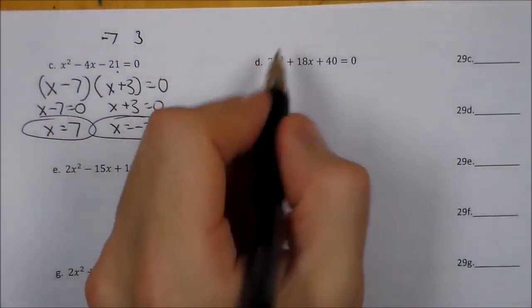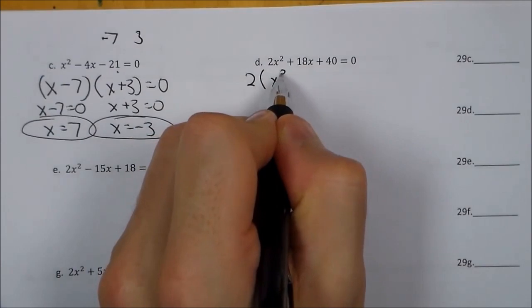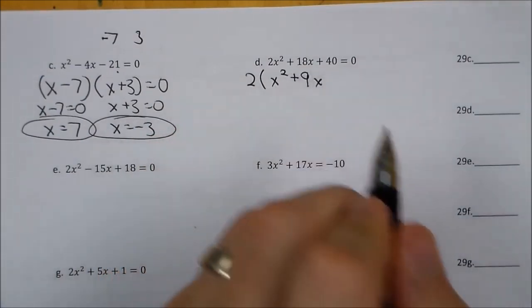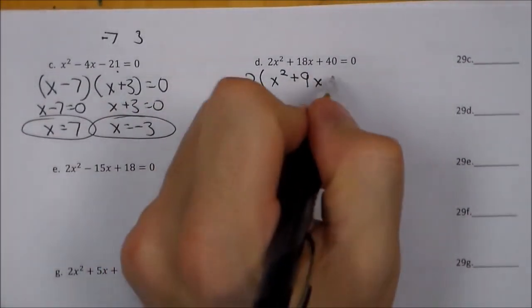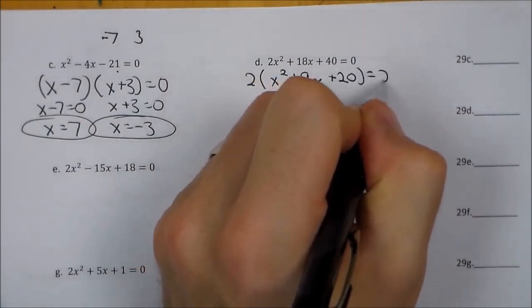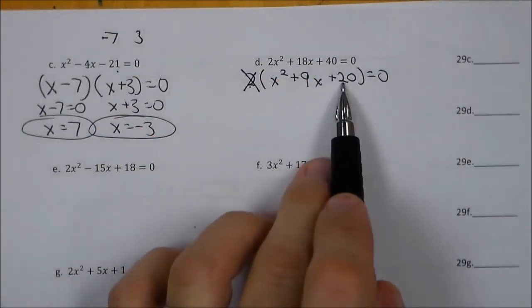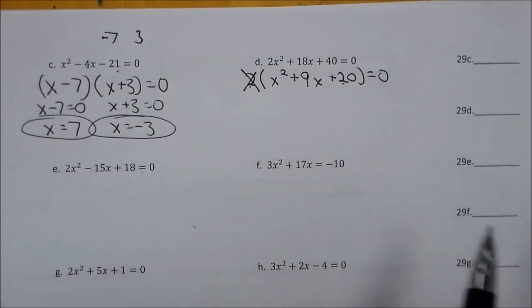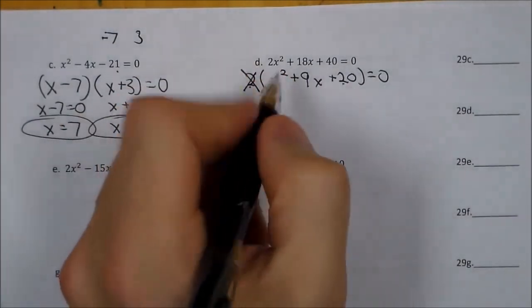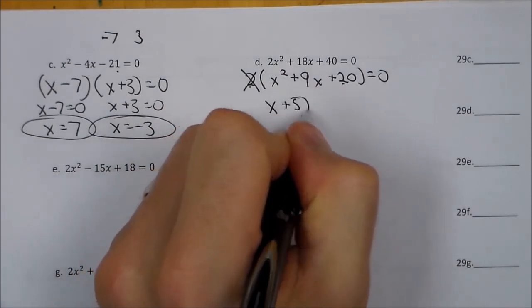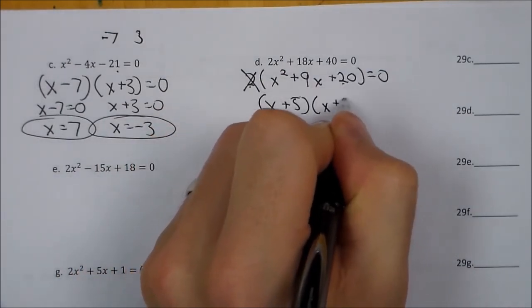For D, I'm going to first divide out a 2 from everything, and I get x squared plus 9x plus 20 equals 0. The 2 is going to be gone because it's divided away. I'm looking at multiplying to 20 that adds to 9. 5 and 4 looks like they'd work. So we go x plus 5, x plus 4.